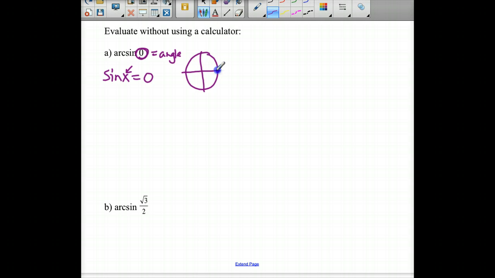Like here, the ordered pair is 1, 0. Notice the sine is 0. So what angle is this? It's 0. So arcsine of 0 equals 0. Is there anywhere else in our circle where our sine will be 0? What about here? Negative 1, 0. So also at pi. However, is pi in the domain of arcsine?